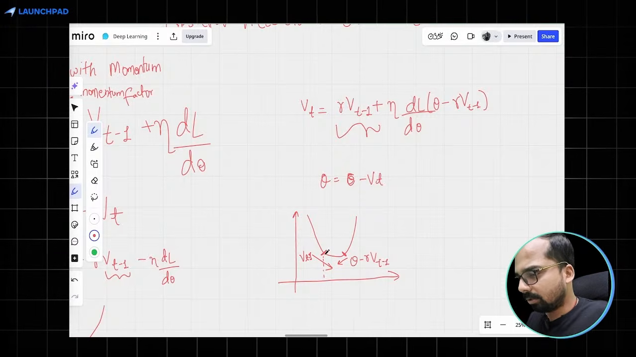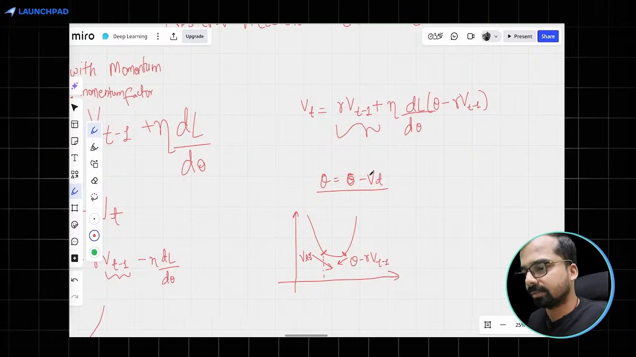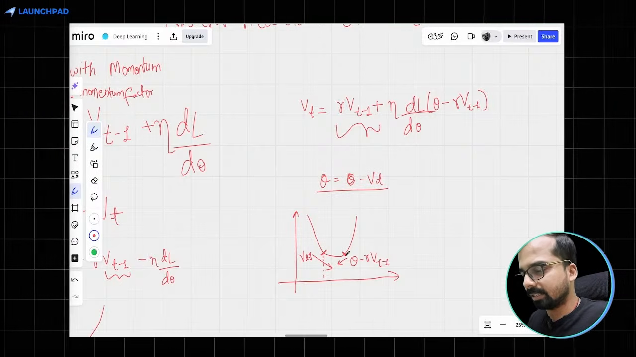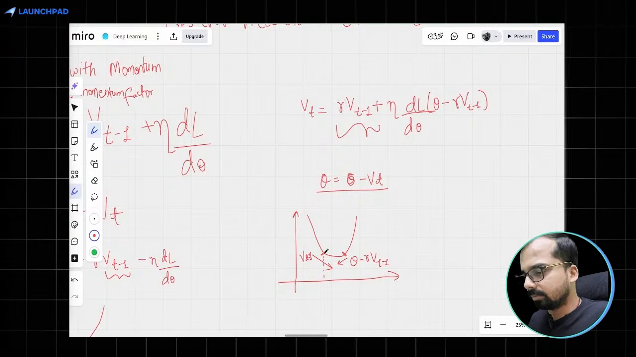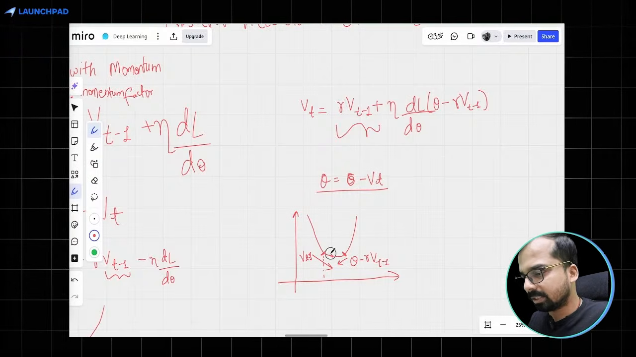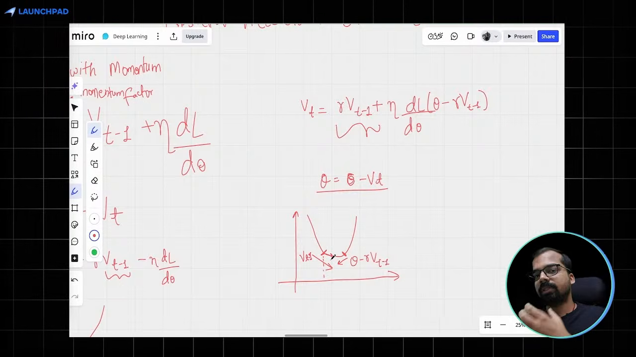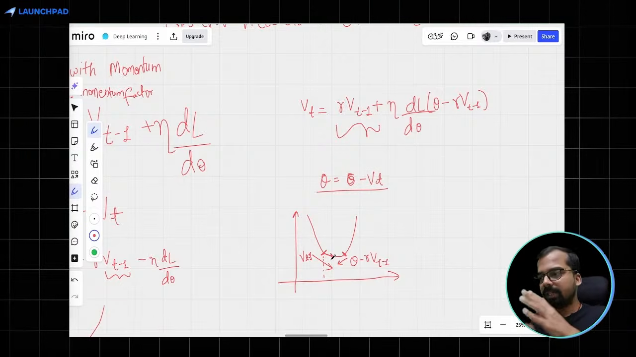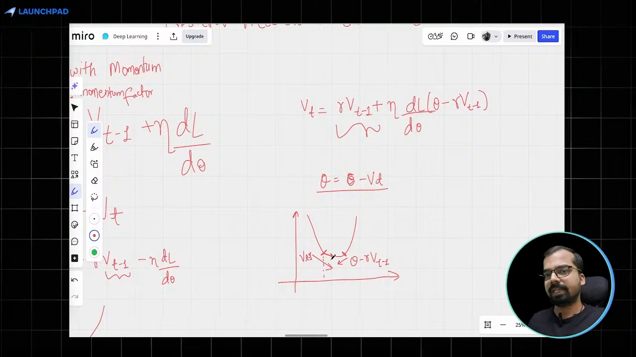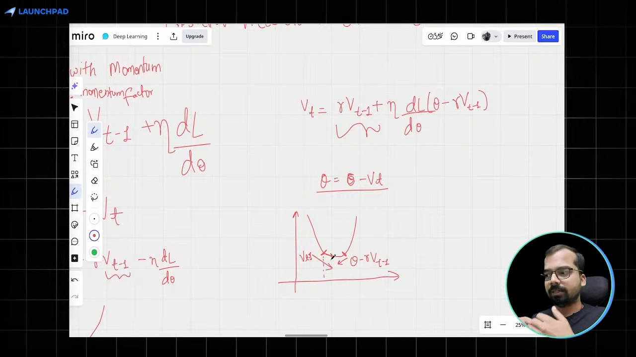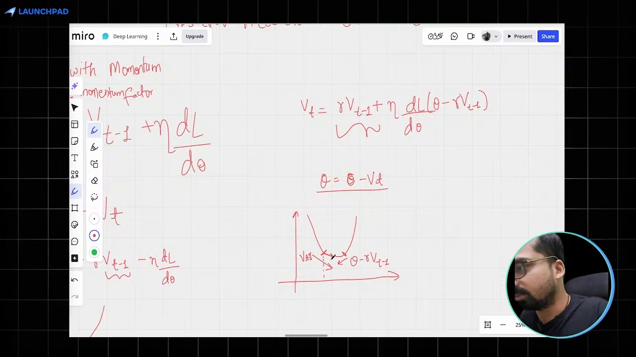So when I make the change theta minus Vt, instead of making that larger jump, because there is an opposing force over here, I will make a slightly smaller jump. This is the dampening effect of NAG, and in this way the number of oscillations gets reduced. So this is much better compared to standard SGD with momentum.